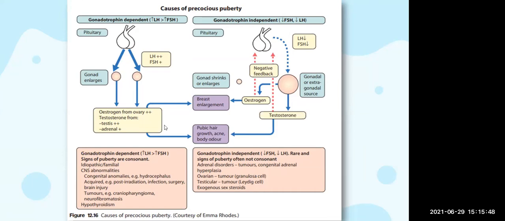Yes, sir. Thank you. All right. So if it's dependent, your LH and your FSH should be high. Everything else will be high. If it's gonadotropin independent, then your FSH and LH will be low, but your sex hormones will be high. Okay? Okay, then boleh sambung.